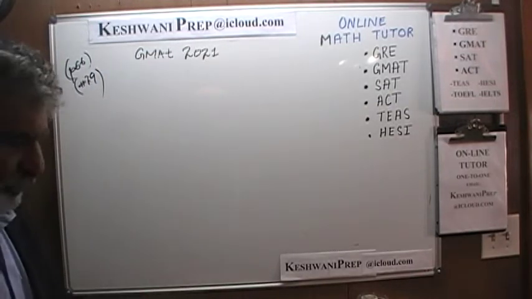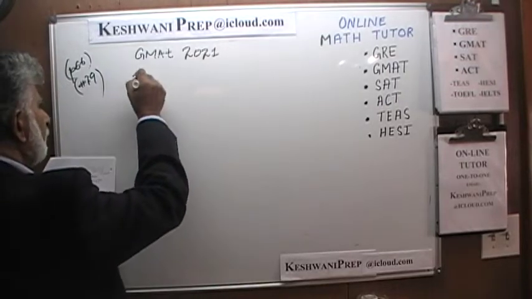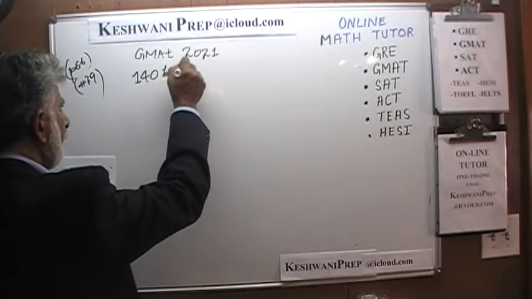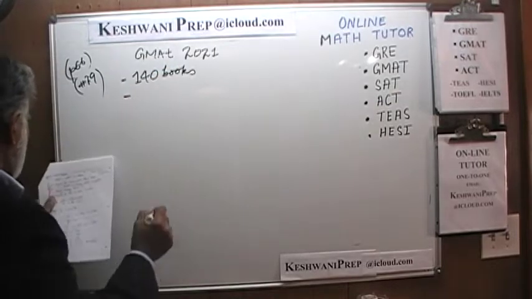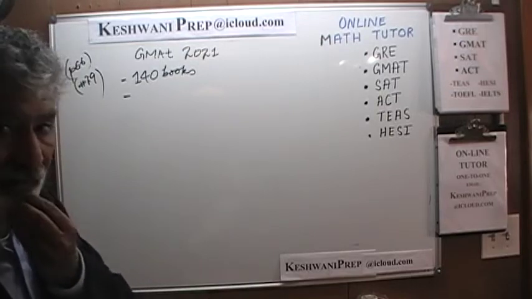Number 29 is a little tricky. We're going to have to pay attention. So here we are told that we have 140 books total. 140 books total. And we are told that we have three different kinds of books, okay?